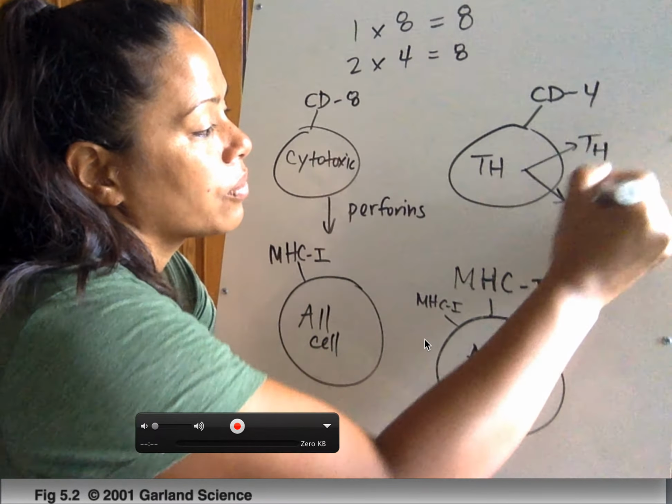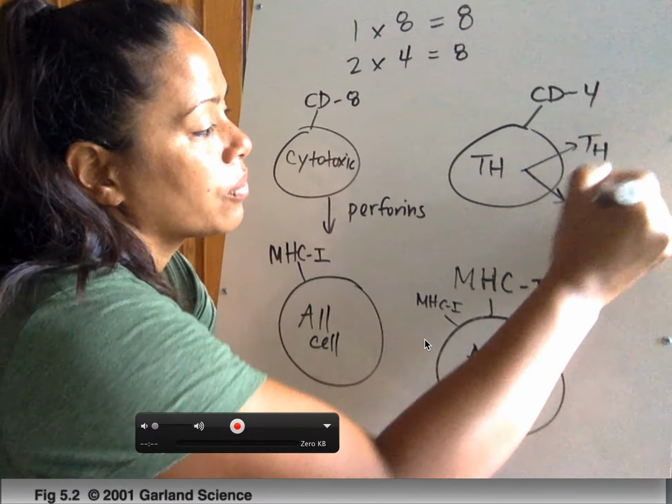So TH2 encourages B cells to mature into what? Plasma cells. What do plasma cells do? They release antibodies. And what are antibodies? They are tags. They do the tag, you're it, so that it marks the structure for destruction. And who might destroy it? Well, these guys might come back and destroy it, right? Or macrophages might come back and eat it.